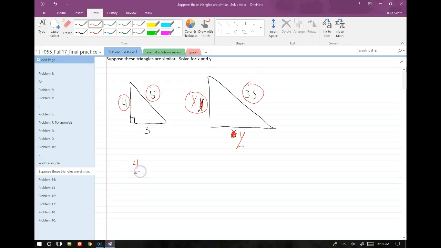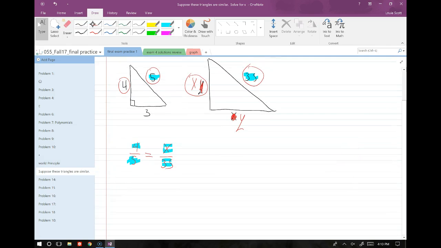So 4 over 5 is equal to x over 35. Notice that both the hypotenuses go in the denominator, right? You got to keep it straight like that. And both the legs go in the numerator. If you mix and match those, everything gets screwed up.